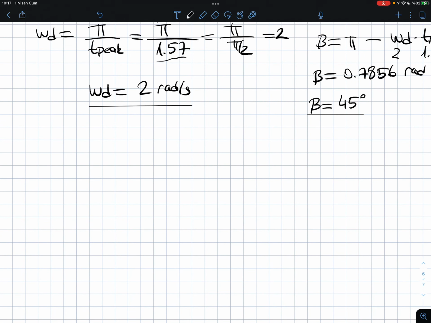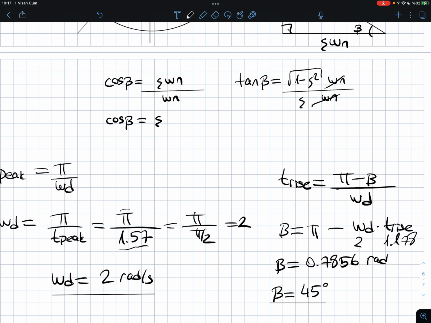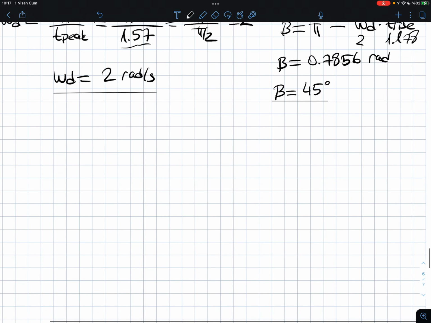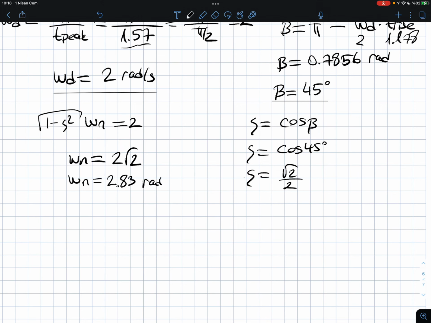So, we have beta. Now, we have omega d. If you want to use tangent beta, you can do that, but it is simpler to use cosine. So here, since we have the angle, we can use cosine beta. That would be cosine 45 degrees. So therefore, this would be square root 2 divided by 2, because this is a known value. Since omega d is defined as square root of 1 minus zeta squared times omega n, and equals 2, we can also plug in zeta in here and find out what omega n is. And omega n is 2 square root of 2, or roughly 2.83 radians per second.